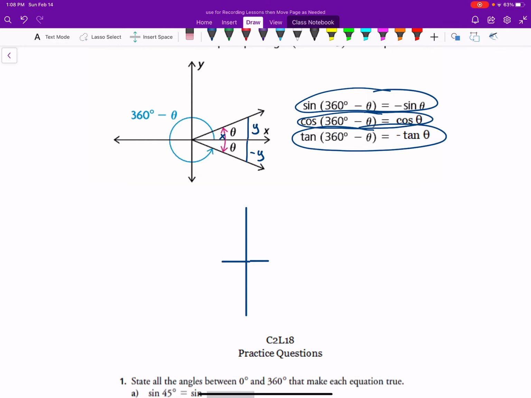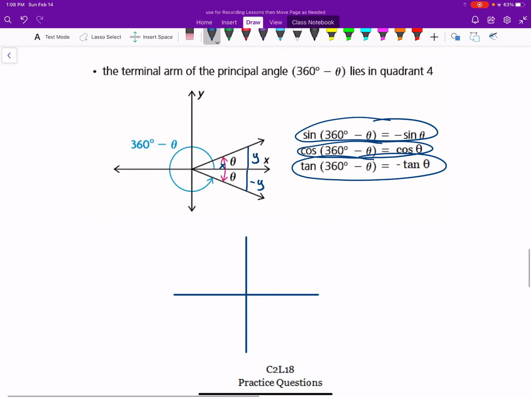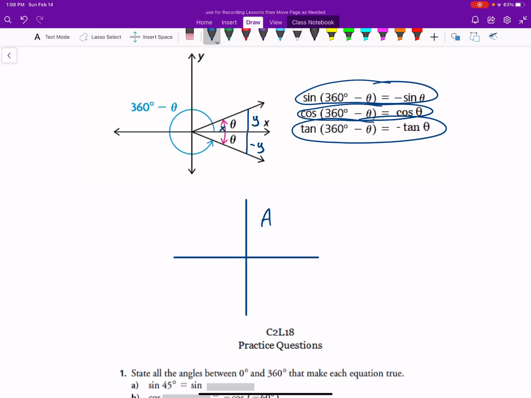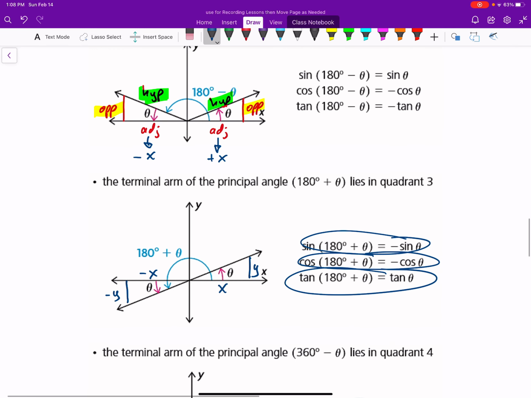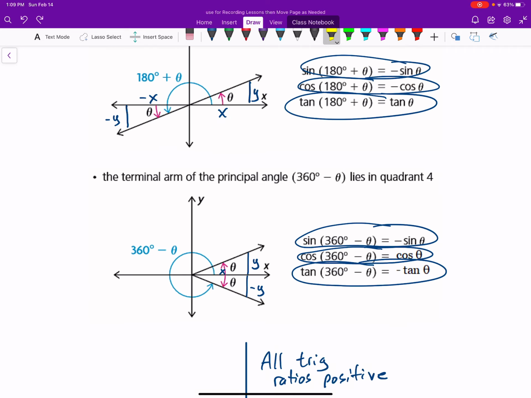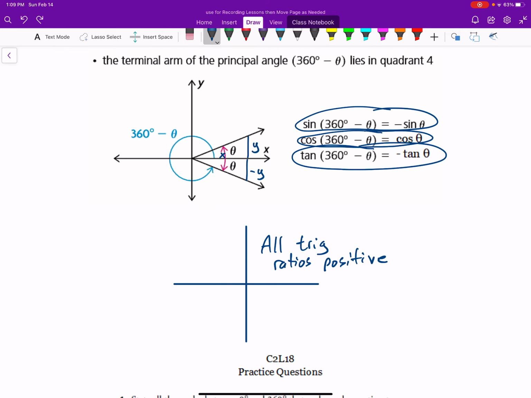So the upshot of all this is that when we do trig ratios using the related acute angles in different quadrants, what happens is that in quadrant 1, sine, cos, and tan are all positive. All trig ratios are positive. In quadrant 2, the sine is positive, as you can see here, but cos and tan are negative. So only sine is positive. I'm going to say sine plus for positive.